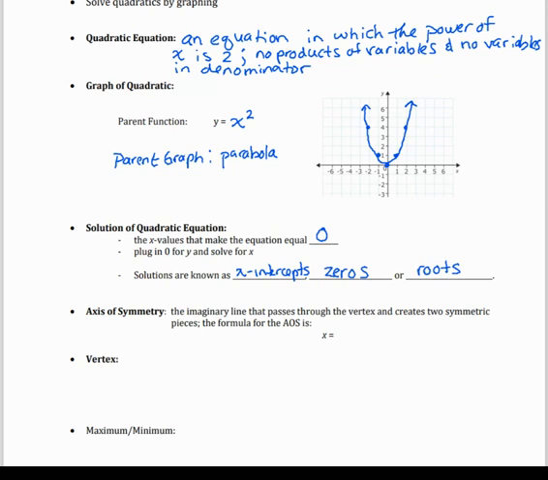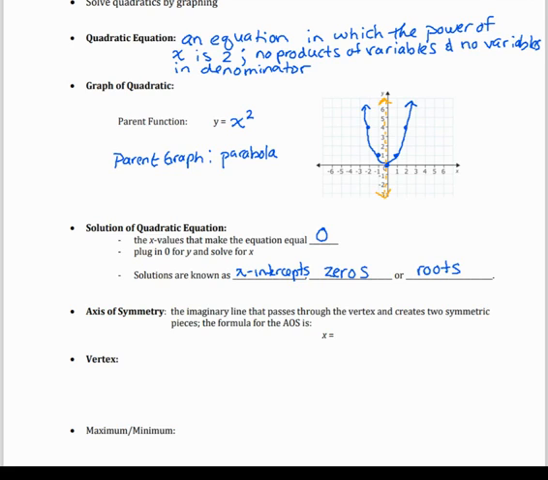All right, let's talk more about the graph of a quadratic, aka let's talk more about parabolas. We know that they have a U shape, and we've memorized those key points for our parent function. But let's talk more properties about a parabola. A parabola has an axis of symmetry. And what the axis of symmetry is, and I will draw that in, is an imaginary line that goes right through the vertex and creates 2 symmetric pieces.